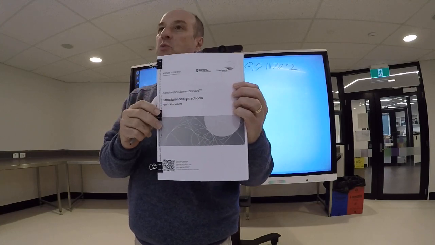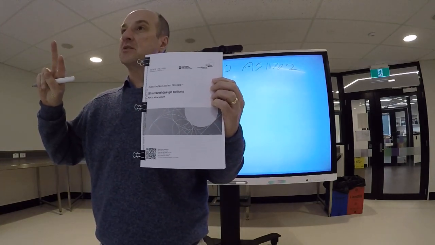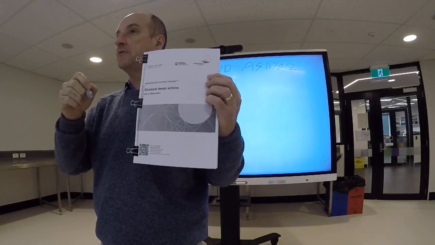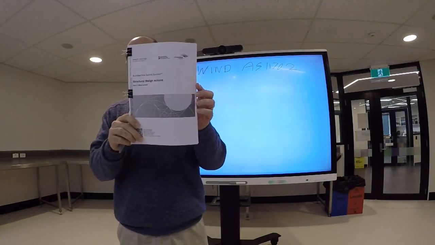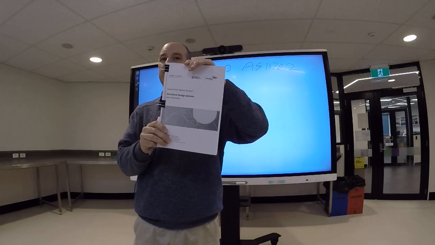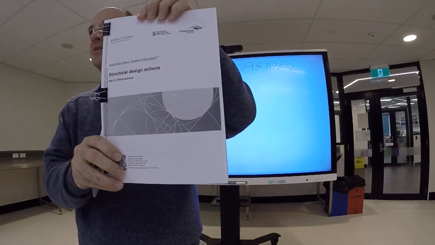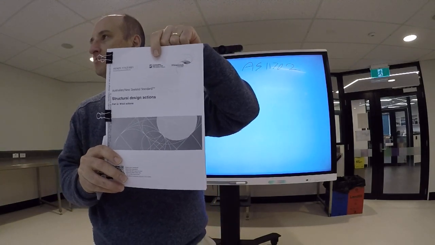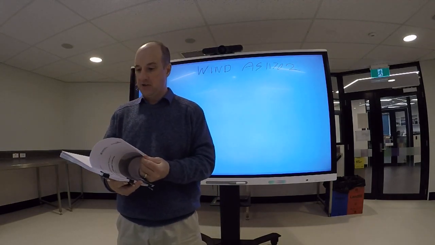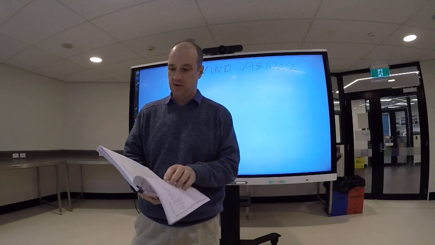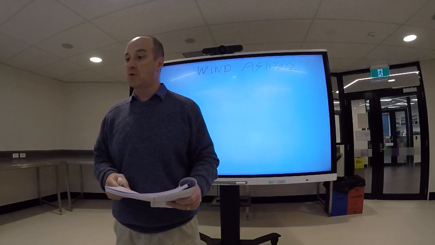So we're going through 1170.2, which is wind. There are actually two different wind codes in Australia. One is 4055, which is wind for housing. This is wind for structures in general. So this is the more comprehensive, more complicated document. So get to know this one. And this covers, like every code, it starts off with a scope, which says what it's for and what it's not for.